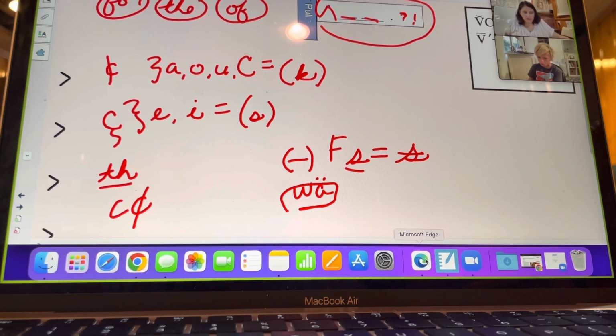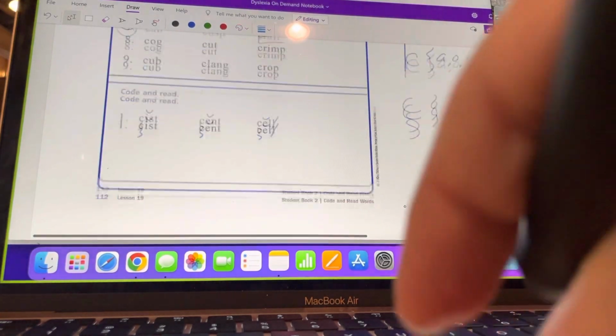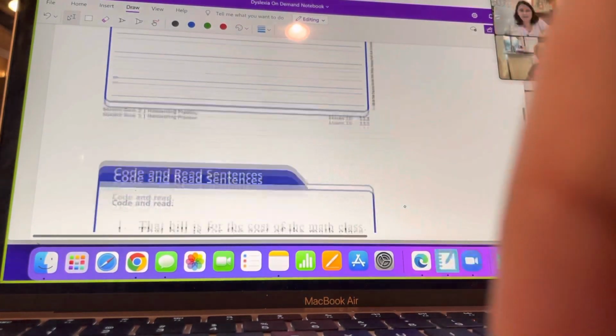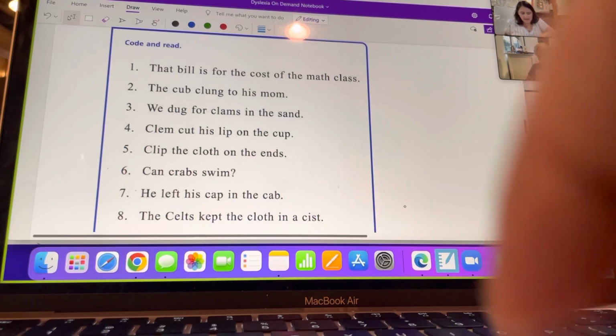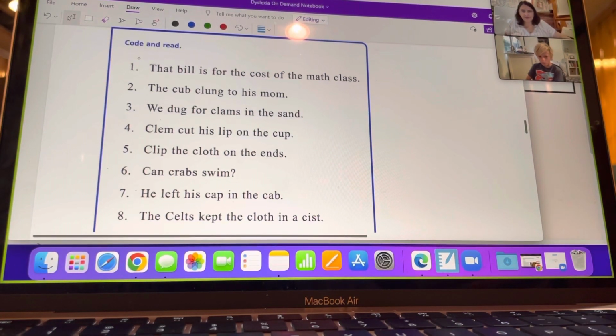Do you have your sentences? We're going to code and read our sentences. Here they are. Let's do sentence one together. Oh my goodness, I forgot I put all my rules on the other page. So let me just put our sight words up here real fast, and I bet you'll remember all the other rules.